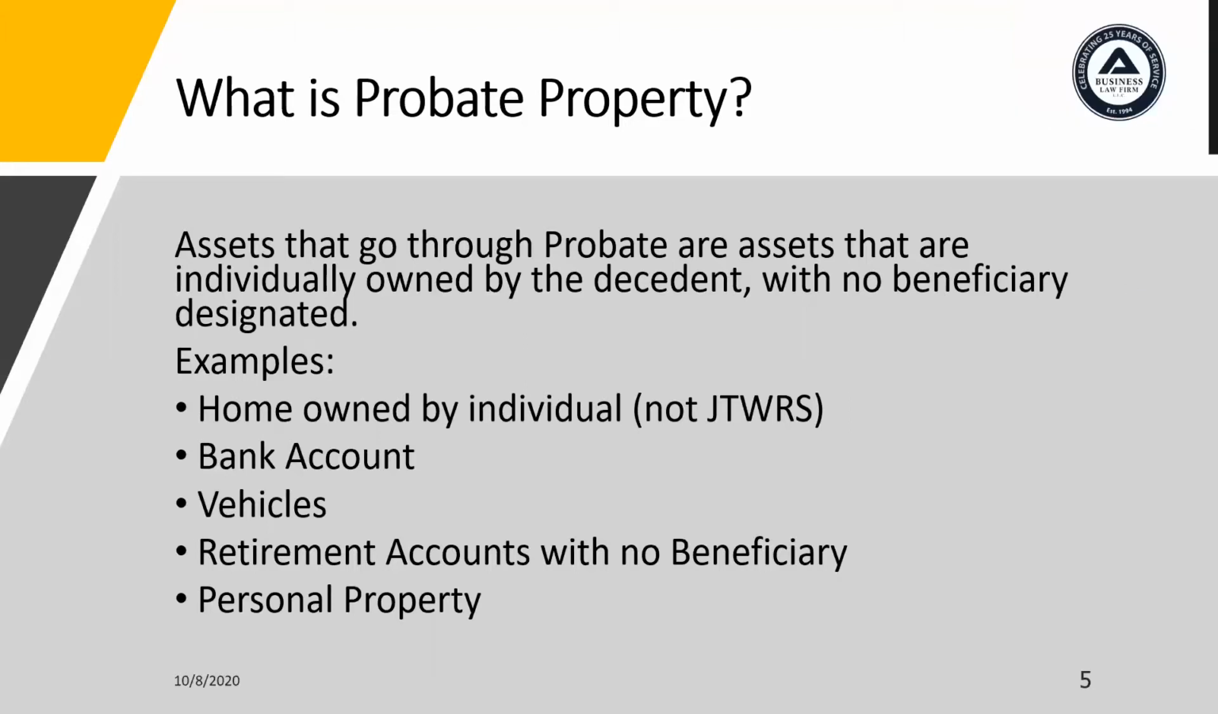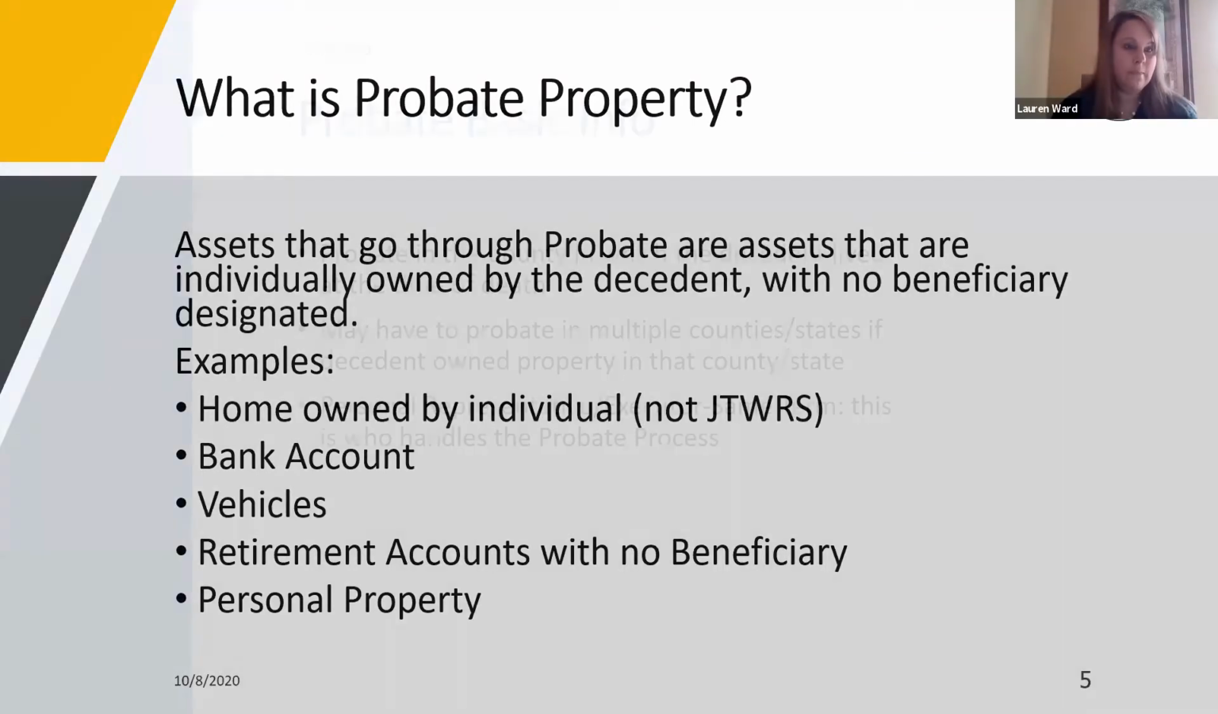The next thing we can talk about is vehicles. A lot of times you own those individually, and if you do, they are going to go through probate. Retirement accounts, your IRAs and 401(k)s, will go through probate if you don't have a beneficiary listed on them. And personal property will go through probate if you do not have a beneficiary on it, or do not have it in a trust or some other way.